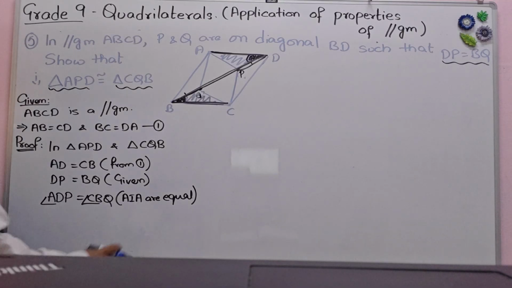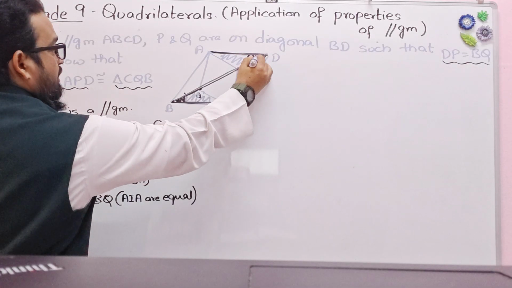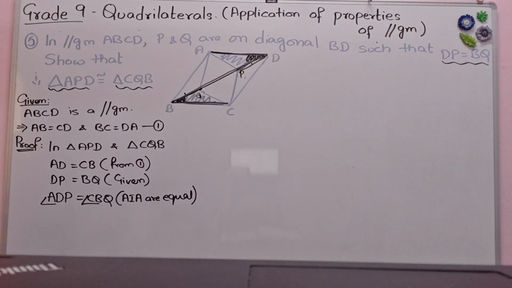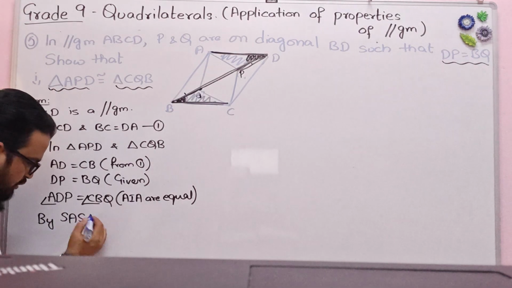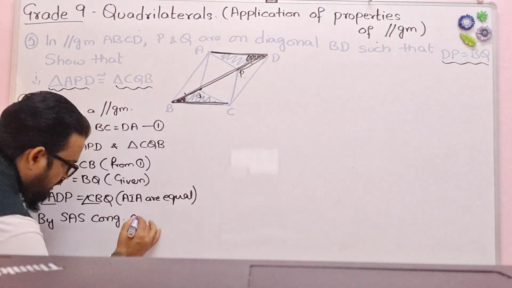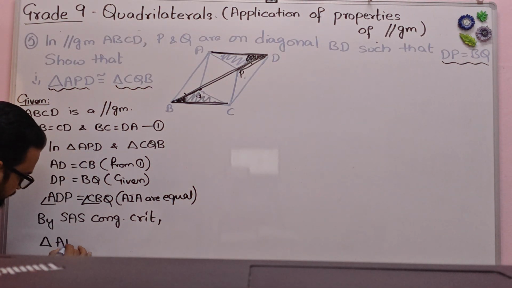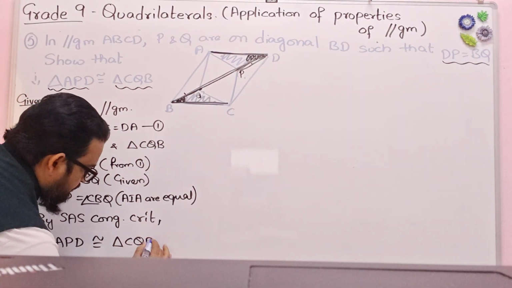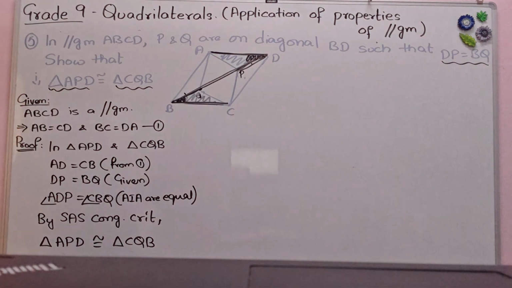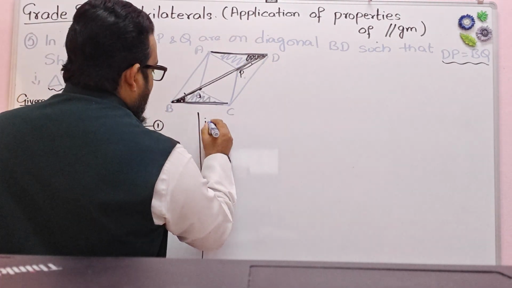Okay. So now let us see AD and DP and this angle. Will they form SAS congruency? So by the side-angle-side criterion, where the angle is included, triangle APD is congruent to triangle CQB. So we have proved that these two are congruent, right? So now let us see what is the second thing you have to prove.